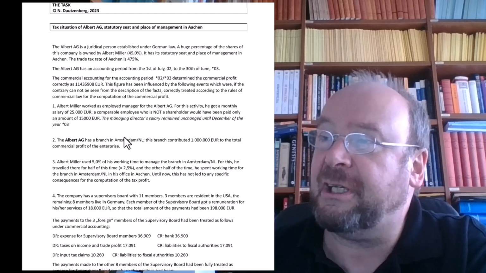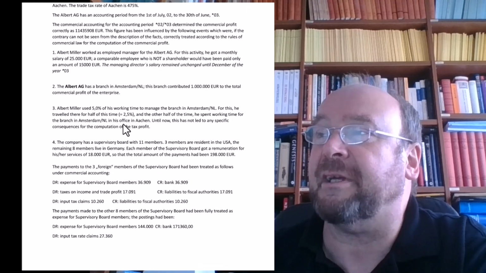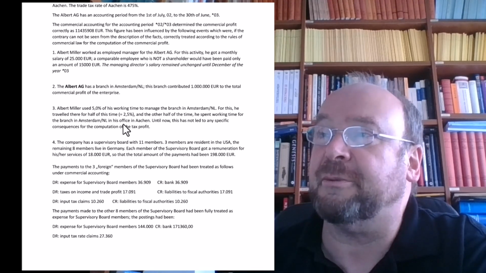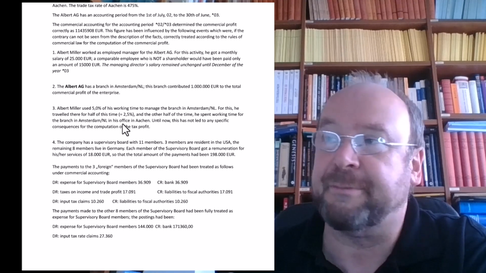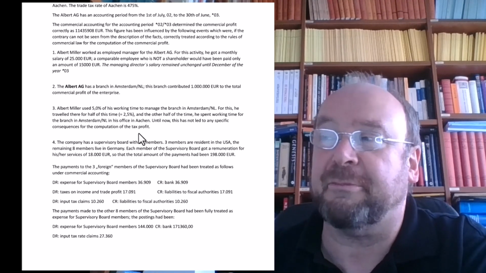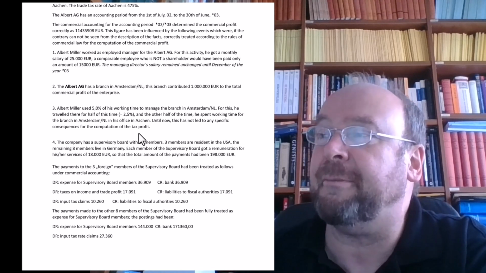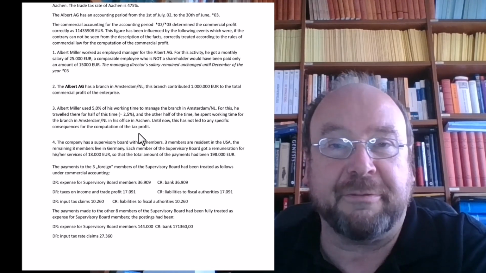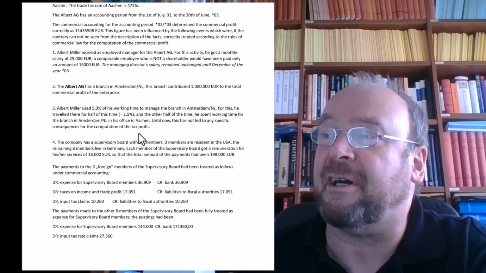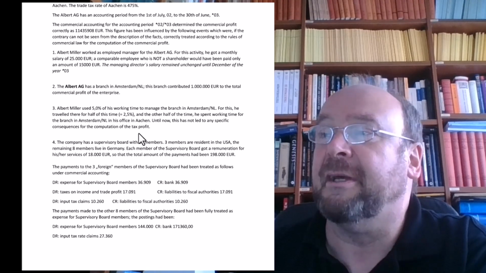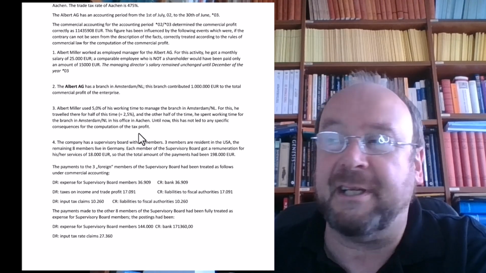The Albert AG has a branch in Amsterdam, Netherlands, and this branch contributed 1 million to the total commercial profit of the enterprise. Albert Miller used 5% of his working time to manage the branch in Amsterdam. For this, he traveled there for half of this time, so 2.5% of his working time, and the other half of the time he spent working for the branch in Amsterdam, Netherlands, in his office in Aachen.